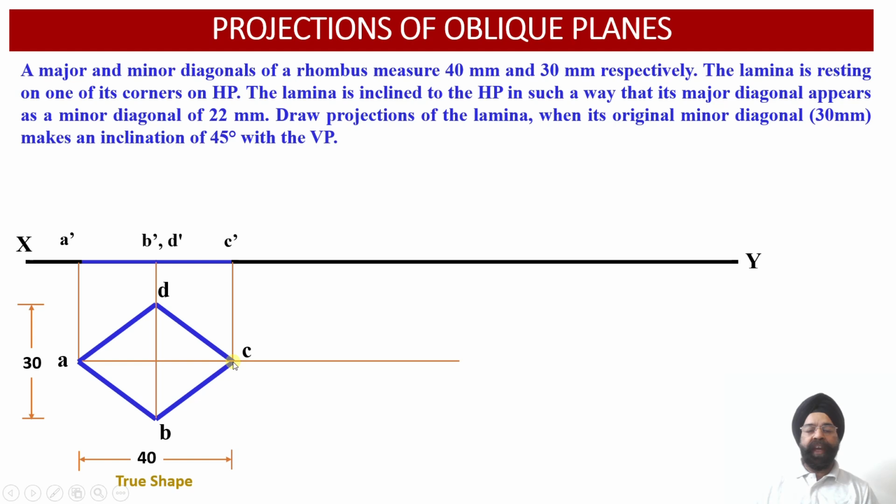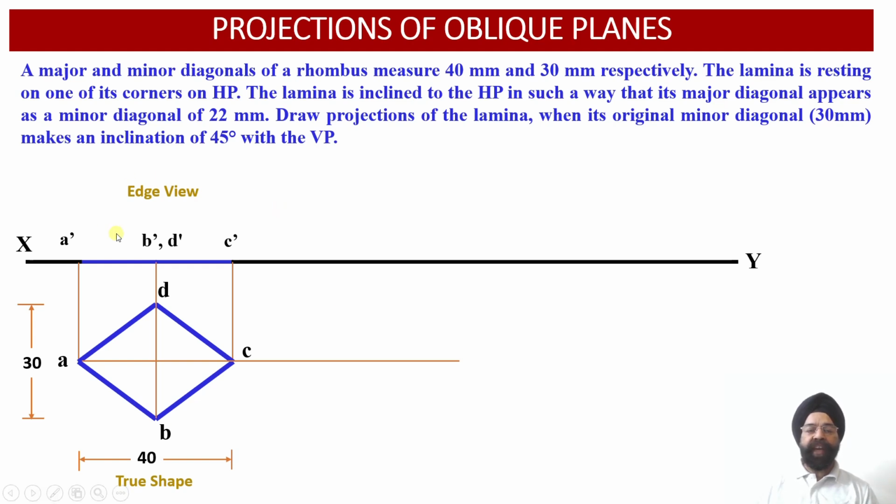And finally, when we are going to look at point C, we see that the corner C will be appearing as point C dash onto the XY reference line. So having obtained the front view corresponding to all the four corners of this rhombus shaped lamina, now we can join A dash, B dash, C dash and D dash, and we will be getting edge view representation of this lamina onto the horizontal plane or onto the XY reference line. So now edge view has been obtained in the front view projections. True shape projections have been obtained onto the top view projections over here.